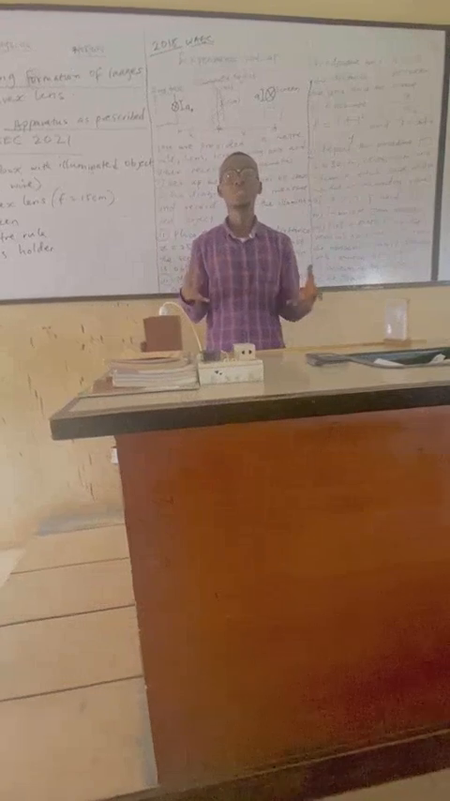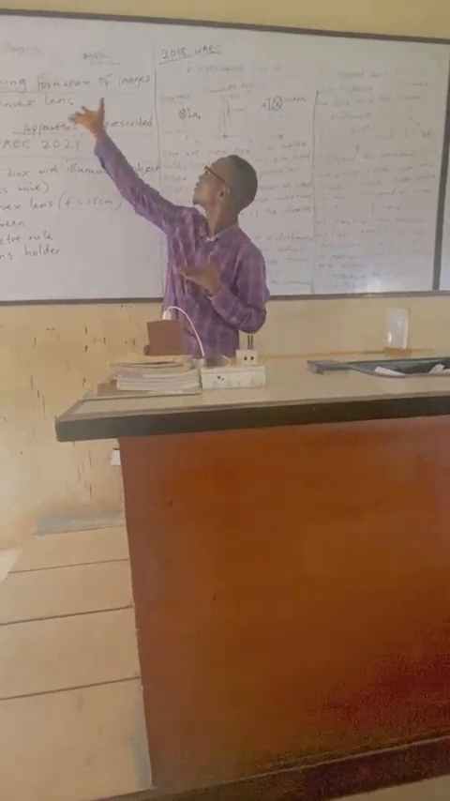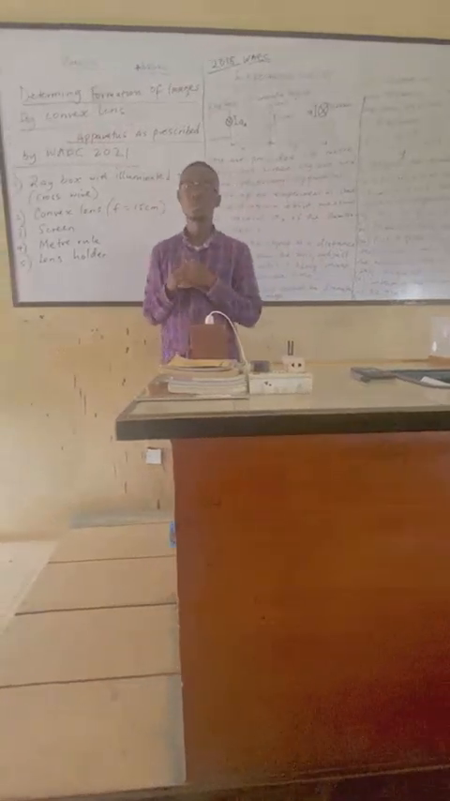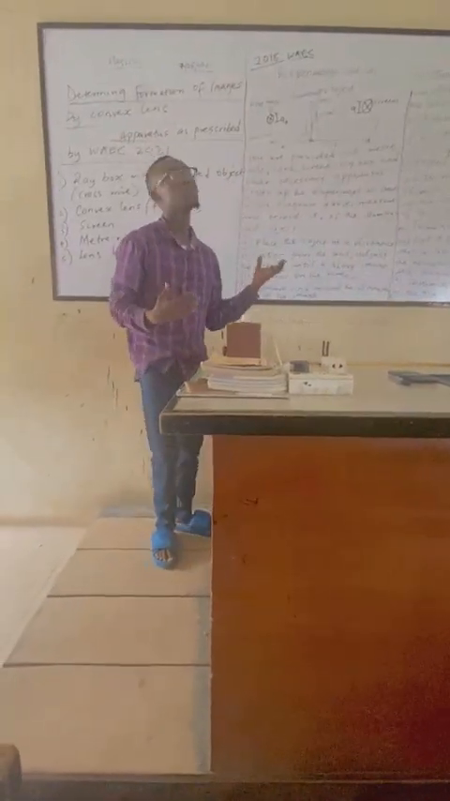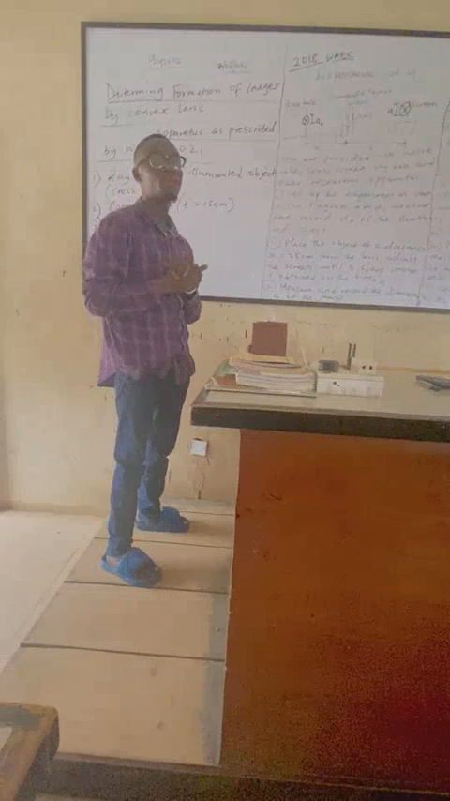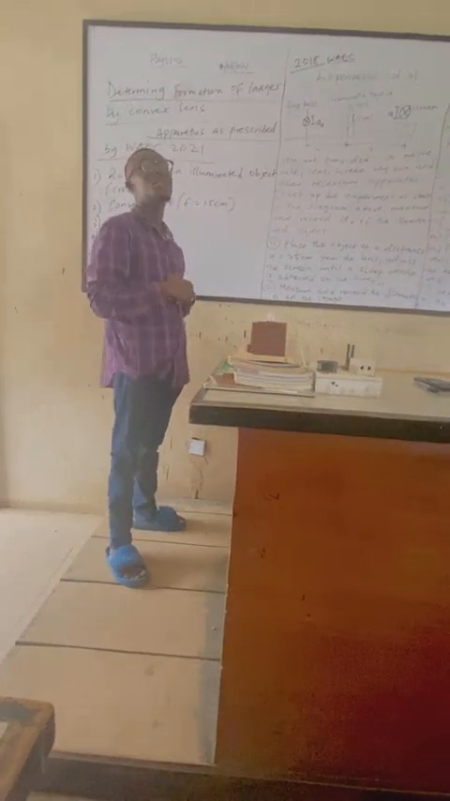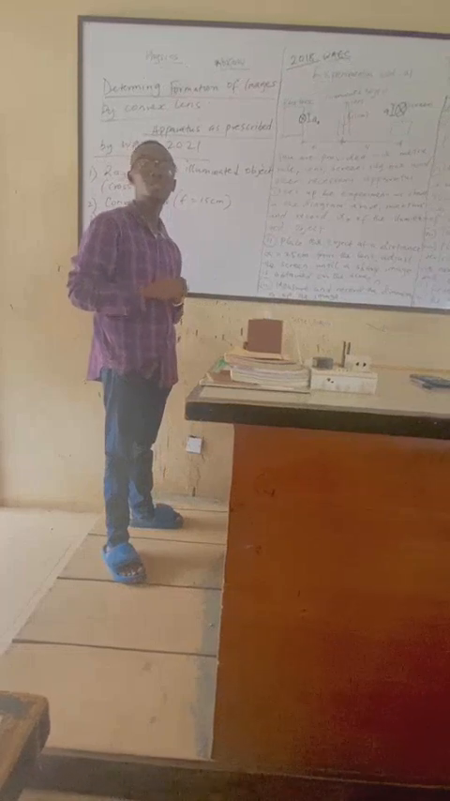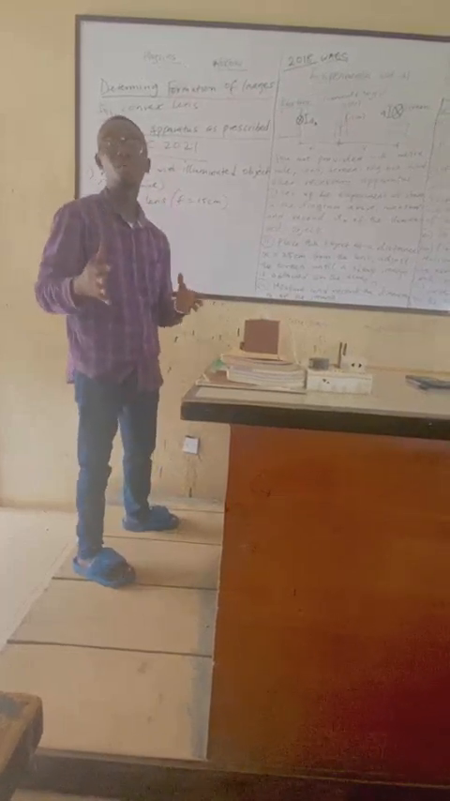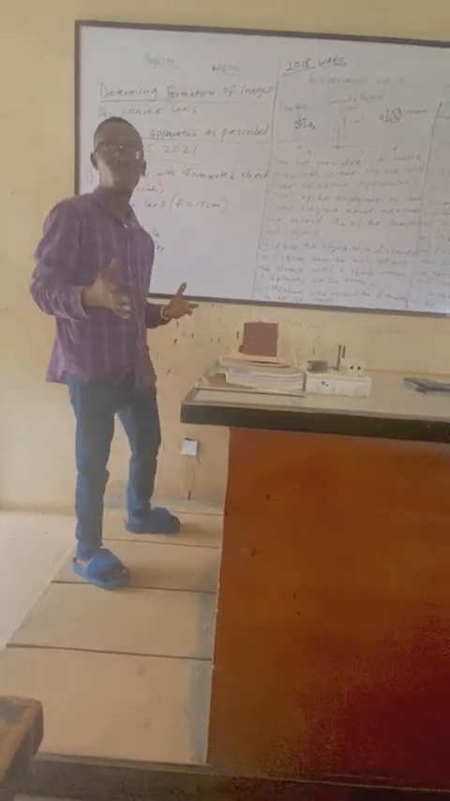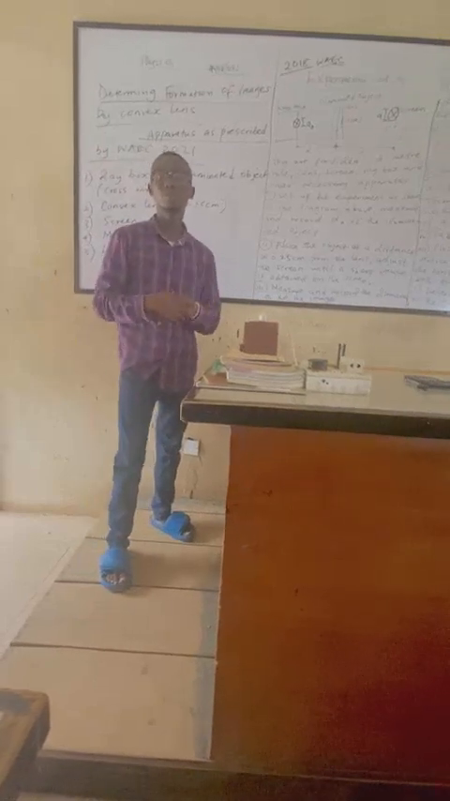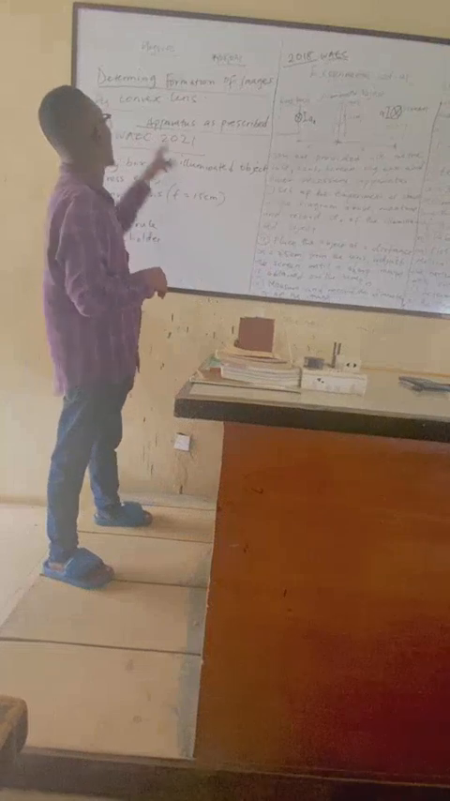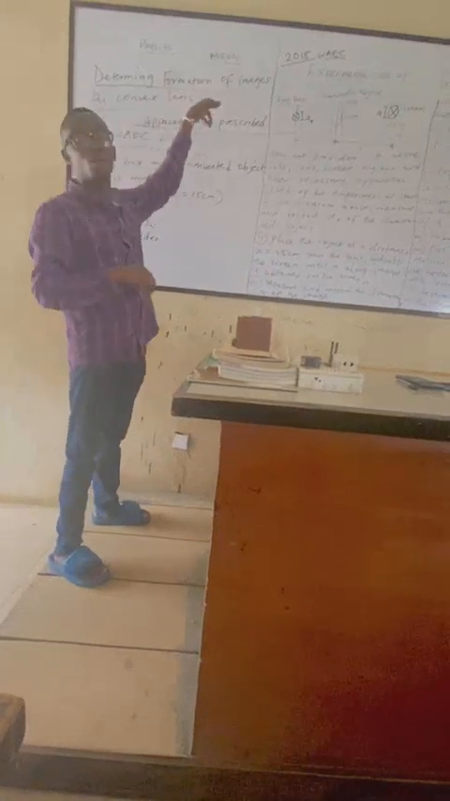Today we'll be treating determining the formation of images by convex lens. This was the apparatus that was prescribed for us for this practical. This is the likely question that you are going to see for your WAEC 2021 question on light. So please, I want you to listen, based on what they say we should provide. That is what I'm carrying this practical out. So we are determining the formation of images by convex lens.